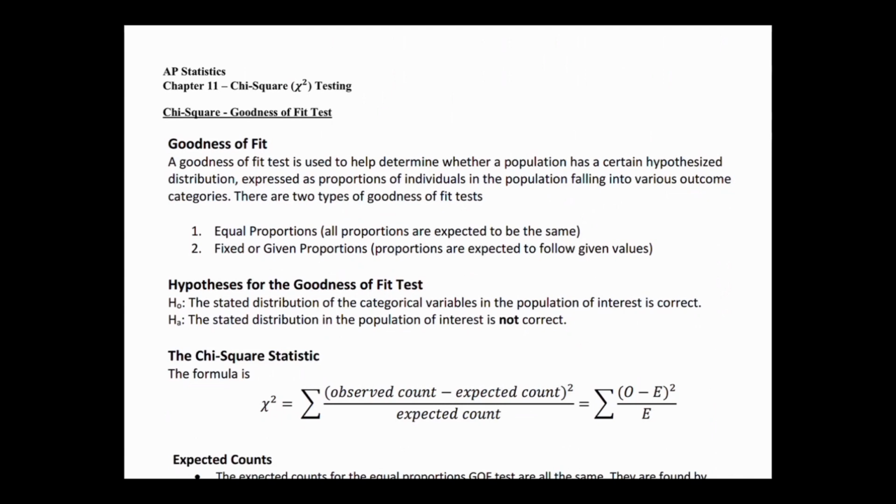The first example we're going to do with the M&Ms is to see if our given data fits fixed or given proportions, which is the claim. So the proportions are expected to follow given values. The other type, which is example number two, is if we're checking to see if the data fits equally, so all proportions are expected to be the same value. We'll do one of each.